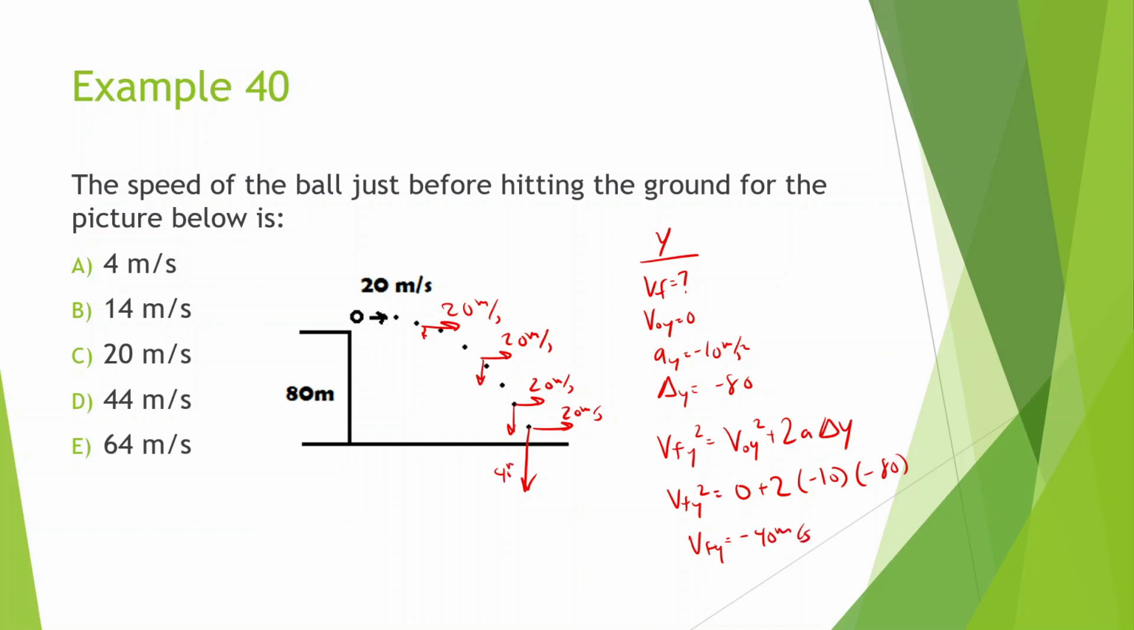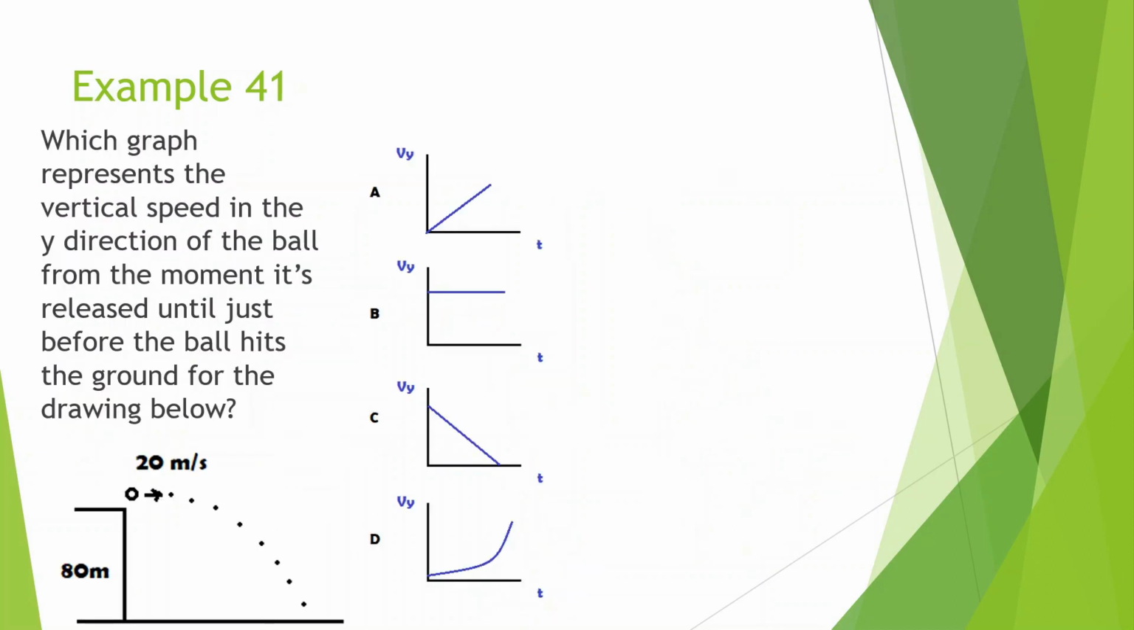So 40. But this isn't the answer, okay? So don't put 40 and don't put 20. We have to do the Pythagorean theorem now. We have 20 going to the right and 40 going down. Now we can use the Pythagorean theorem to figure out this final velocity. I'm going to do 40 squared plus 20 squared, square root of that, and I get 44.72 meters per second. Okay, D. All right, moving on.